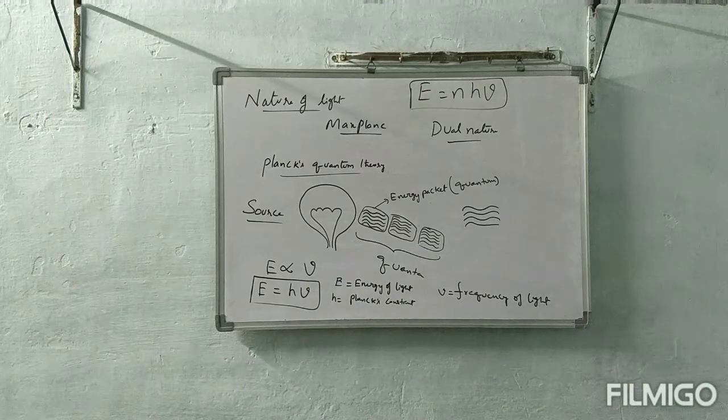Wave properties like diffraction and interference, particle properties like photoelectric effect and black body radiation, everything was successfully explained by Max Planck. We are going to correlate the same dual nature with the dual nature of the electron, in which the electron contains both wave nature as well as particle nature. That's why we are studying this. Now I am going to rub this and again explain the terms.